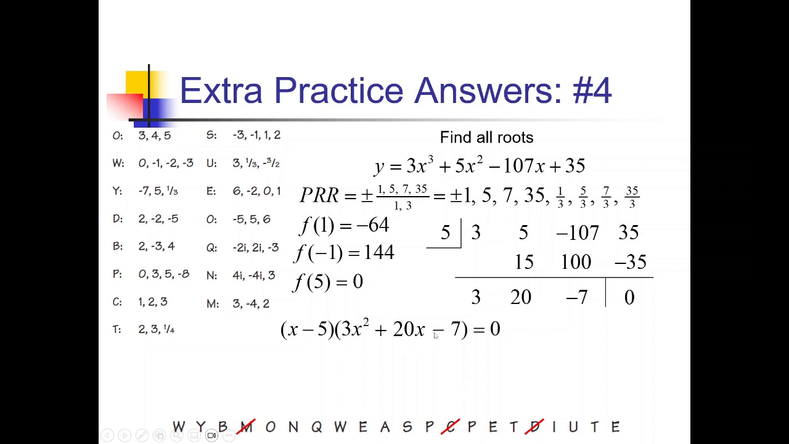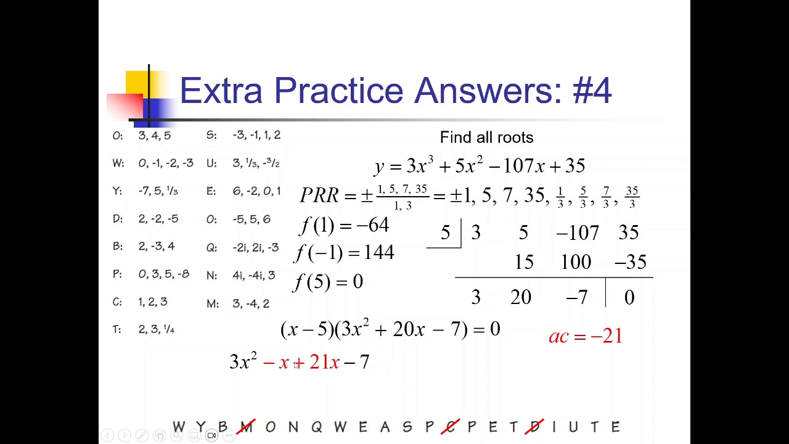That's assuming it can be factored. I guess I'll figure that out once I look at the AC value. So we have 3 times negative 7 for an AC of negative 21. So I'm looking for factors of negative 21 that add up to 20. I'm pretty sure I can pull this off. If I have 1 and 21, negative 1 and positive 21, that would work. So let me split this up. I'll have 3x squared minus 1x plus 21x minus 7.